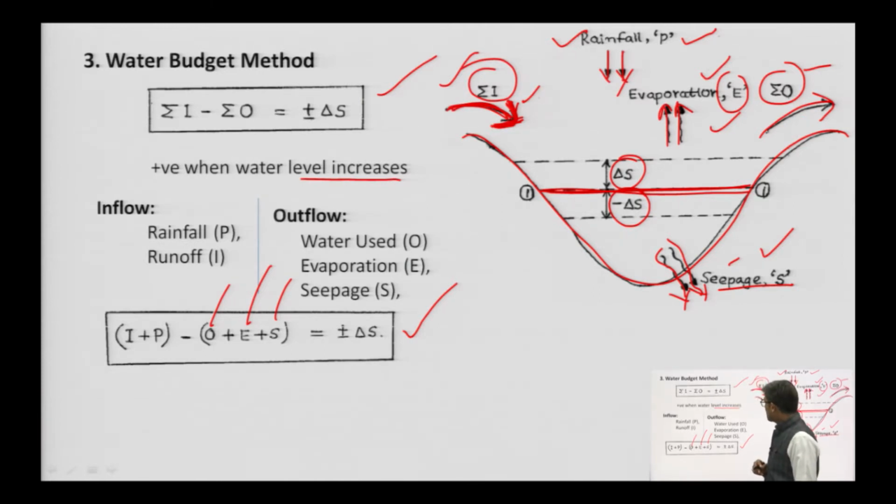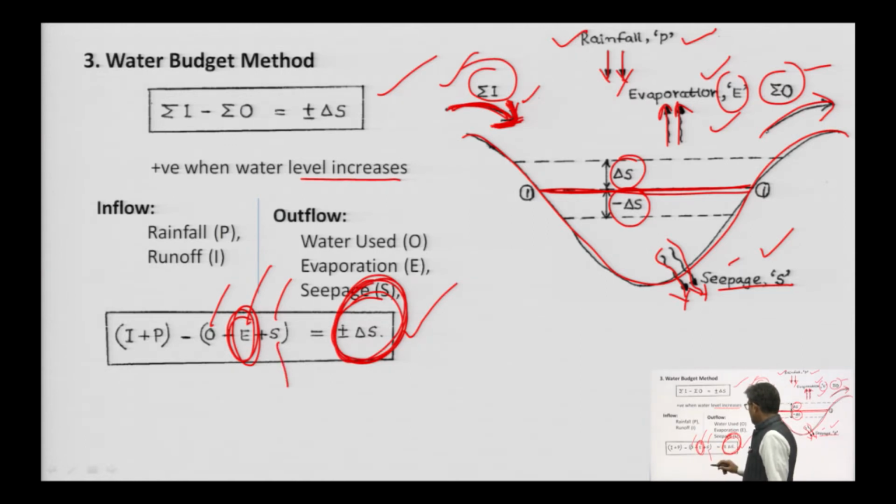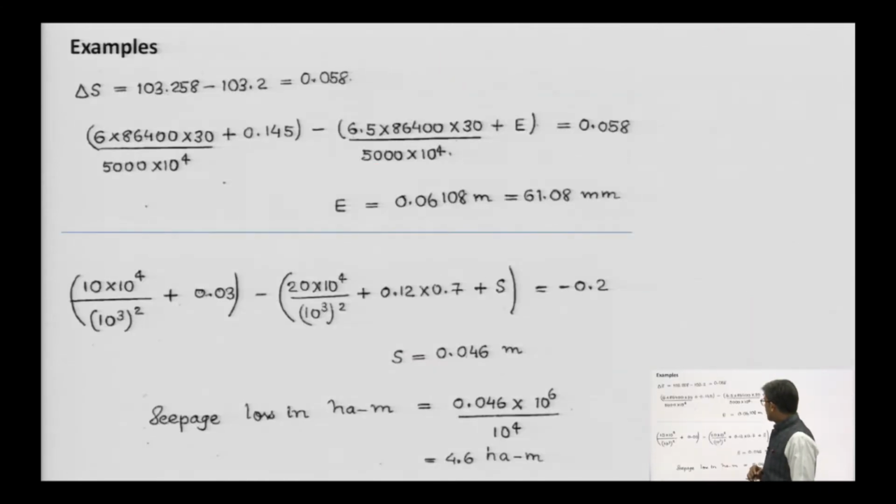With that method, with that equation, we can calculate the value of E. We can calculate it by knowing the level of the water body, and if we know the seepage loss, output, and the other remaining values, then we can calculate the evaporation. So, this is the water budget method, and let us take one example.